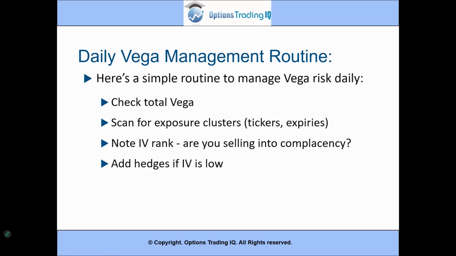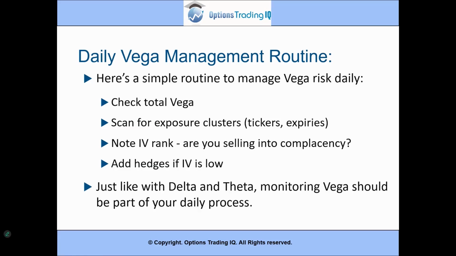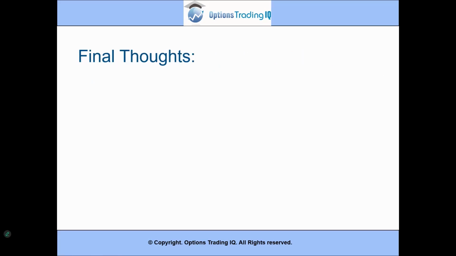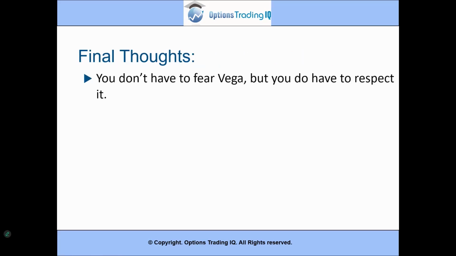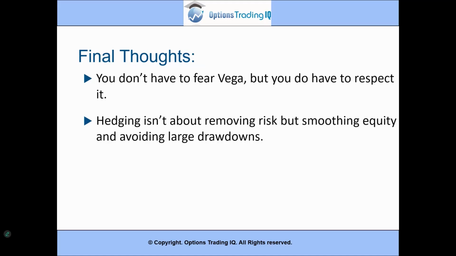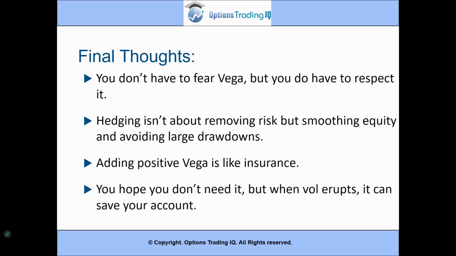And I generally look at the VIX. So when the VIX is really, really low, that's when I'm going to start thinking about adding some Vega hedges. Just like with Delta and Theta, monitoring Vega should be part of your daily process. You don't have to fear Vega, but you do have to respect it. Hedging isn't about removing risk, but smoothing the equity curve and avoiding large drawdowns. Adding positive Vega is like insurance. You hope you don't need it, but when vol erupts, it can save your account.